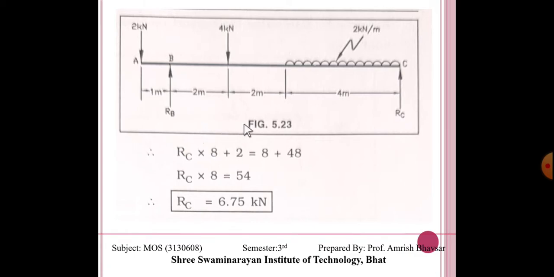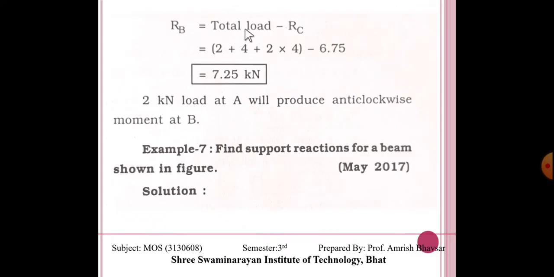Got it, everybody? Now, another condition: summation of vertical force is equal to 0. So, RB plus RC is equal to 2 plus 4 plus 8. So, RB is equal to total load minus RC. So, here it is 7.25. The 2 kilonewton load acting at A will produce anticlockwise moment, that we know.